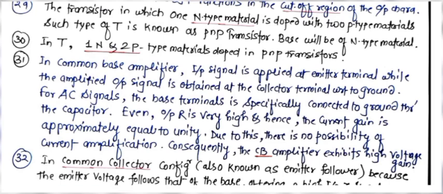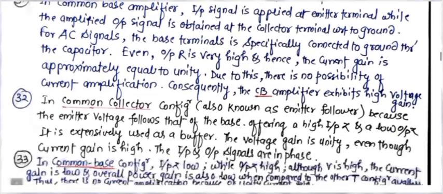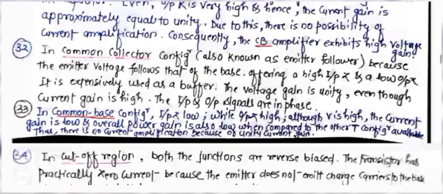In common collector configuration, also known as emitter follower, because the emitter voltage follows that of the base, offering a high input impedance and a low output impedance. It is extensively used as a buffer. The voltage gain is unity even though the current gain is high, the input and output signals are in phase.